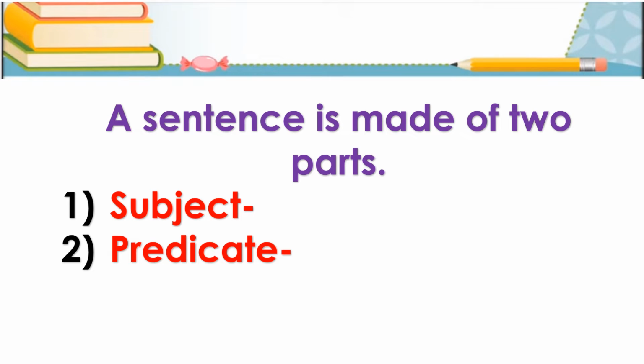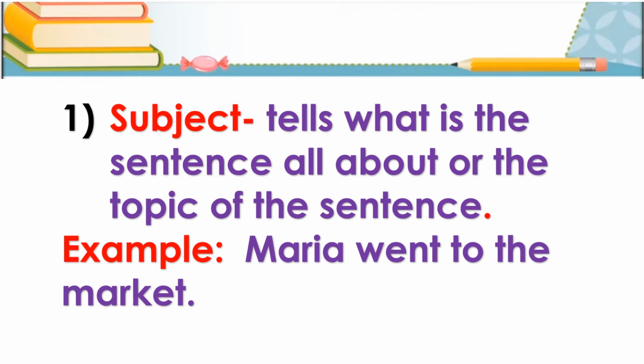A sentence is made of two parts. We have the subject and the predicate. What is a subject? A subject tells what the sentence is all about, or the topic of the sentence. So pag sinabi nating subject, ito yung pinag-uusapan sa isang pangungusap.